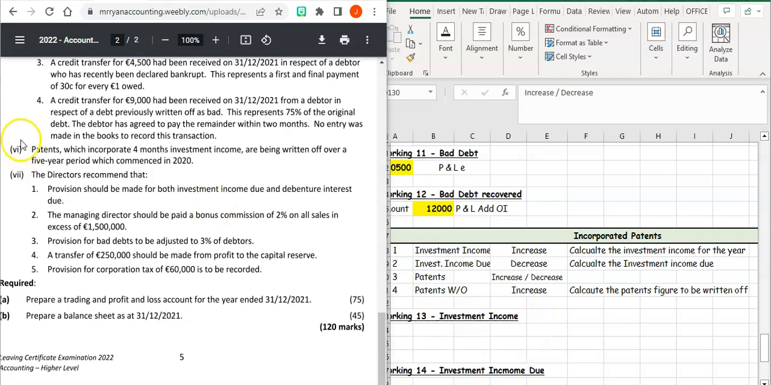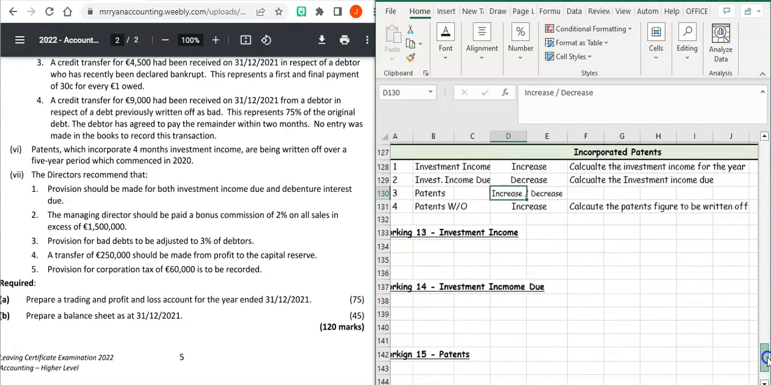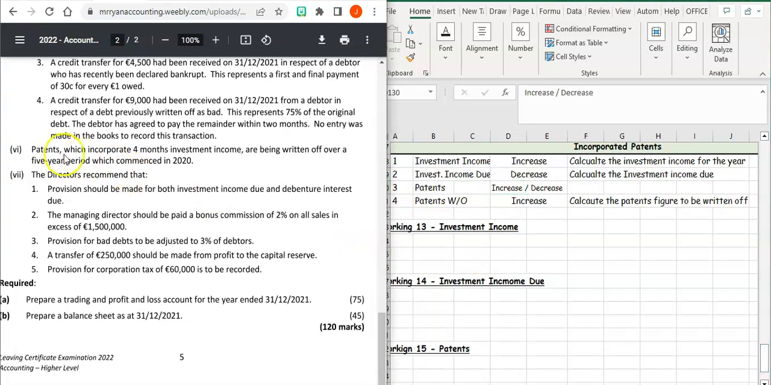Okay, so let's have a look at working 6 for the 2022 exam paper for company accounts McCormack. This adjustment is saying patents which incorporate 4 months investment income are written off over a 5-year period commencing 2020. So it actually started last year. They're trying to catch you out there, so it's written off over a 5-year period.